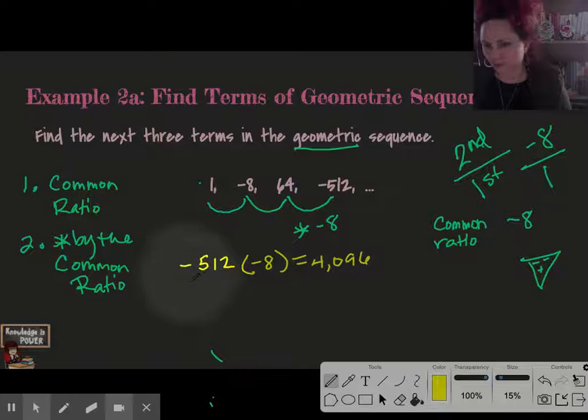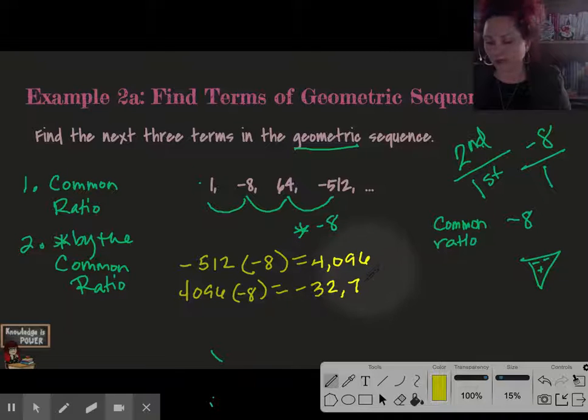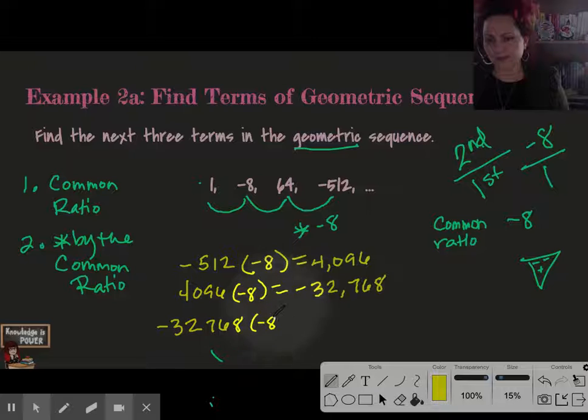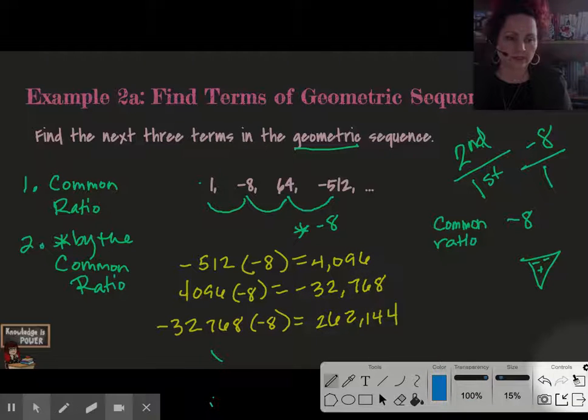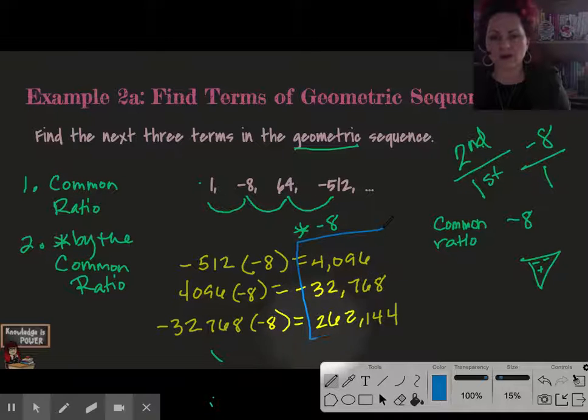So then we have 4,096 times -8. We know it's going to be a negative, and it's negative 32,768. Okay. Yeah, and just off the top of my head here, negative 32,768 times -8 is 262,144. Ladies and gentlemen, these are our next 3 terms. And that negative is included as well. Okay.